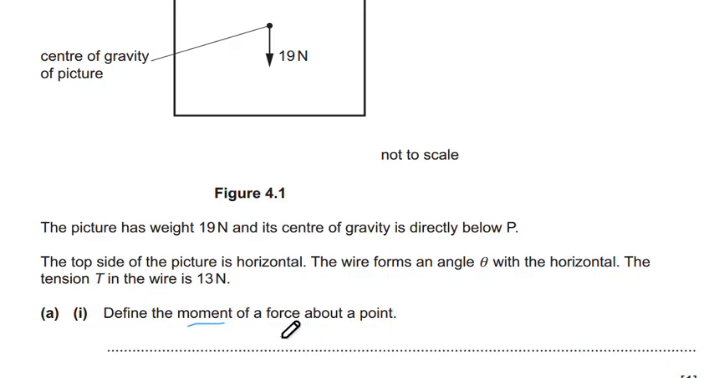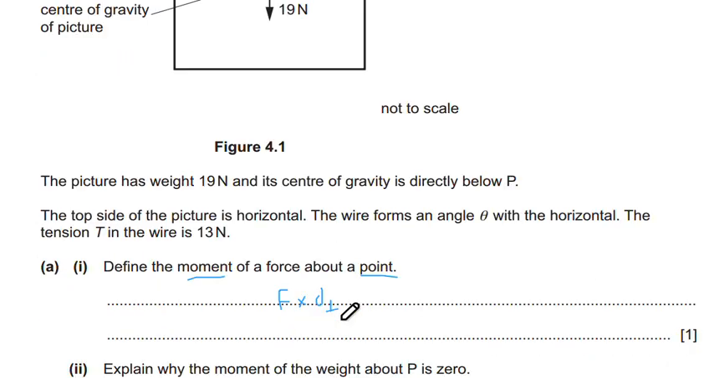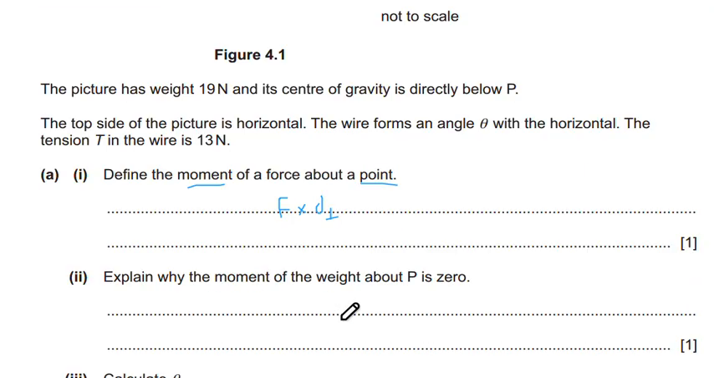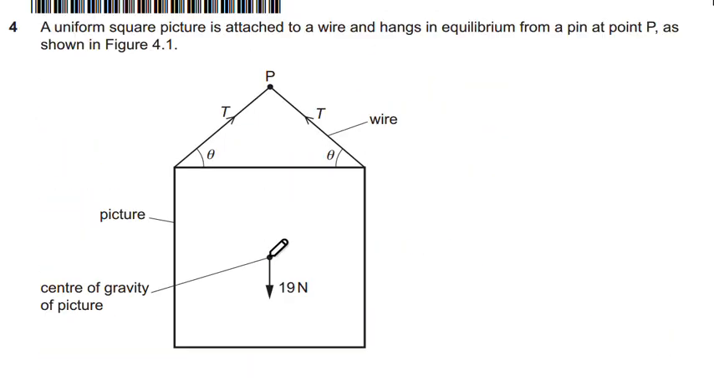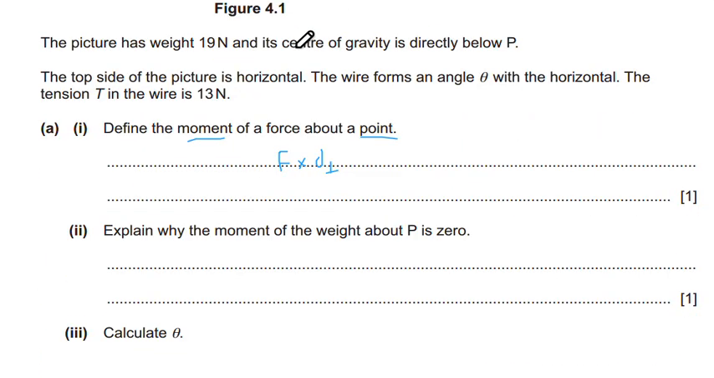A moment is force times perpendicular distance from a point or a pivot. Moment of weight about B is 0 because the line of action of weight passes through B, or the perpendicular distance is equal to 0.